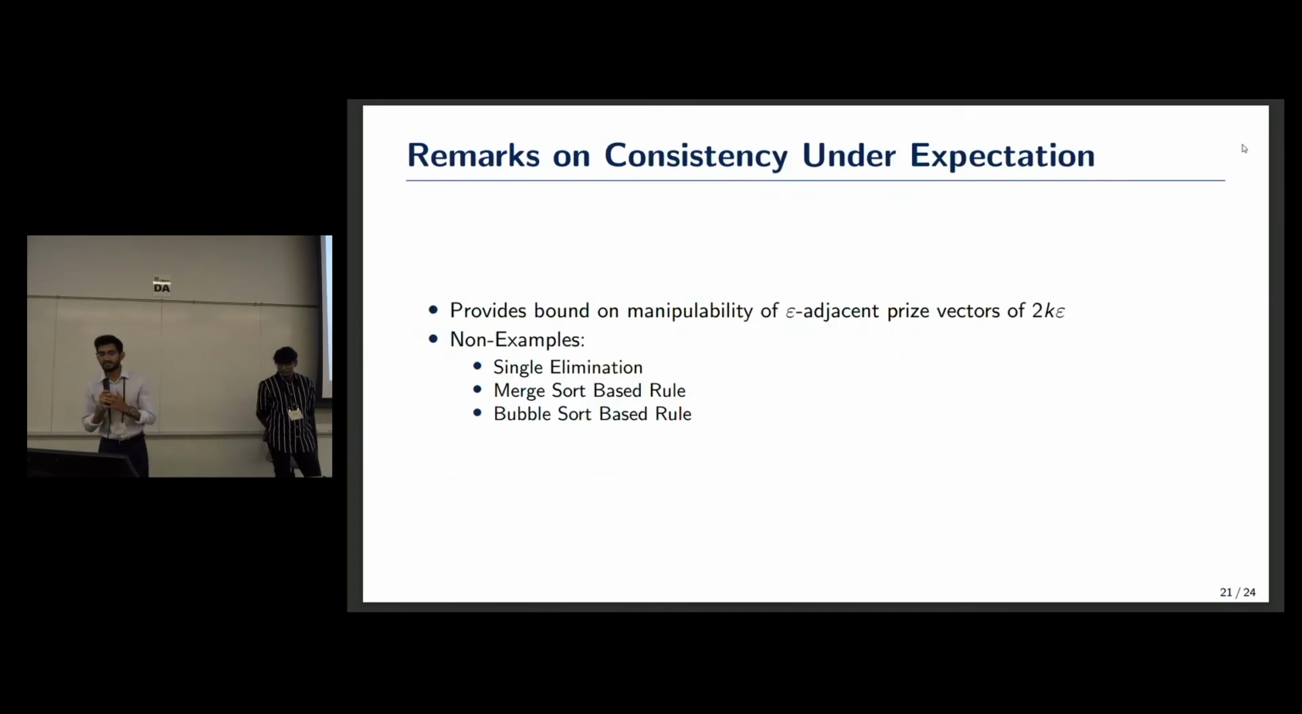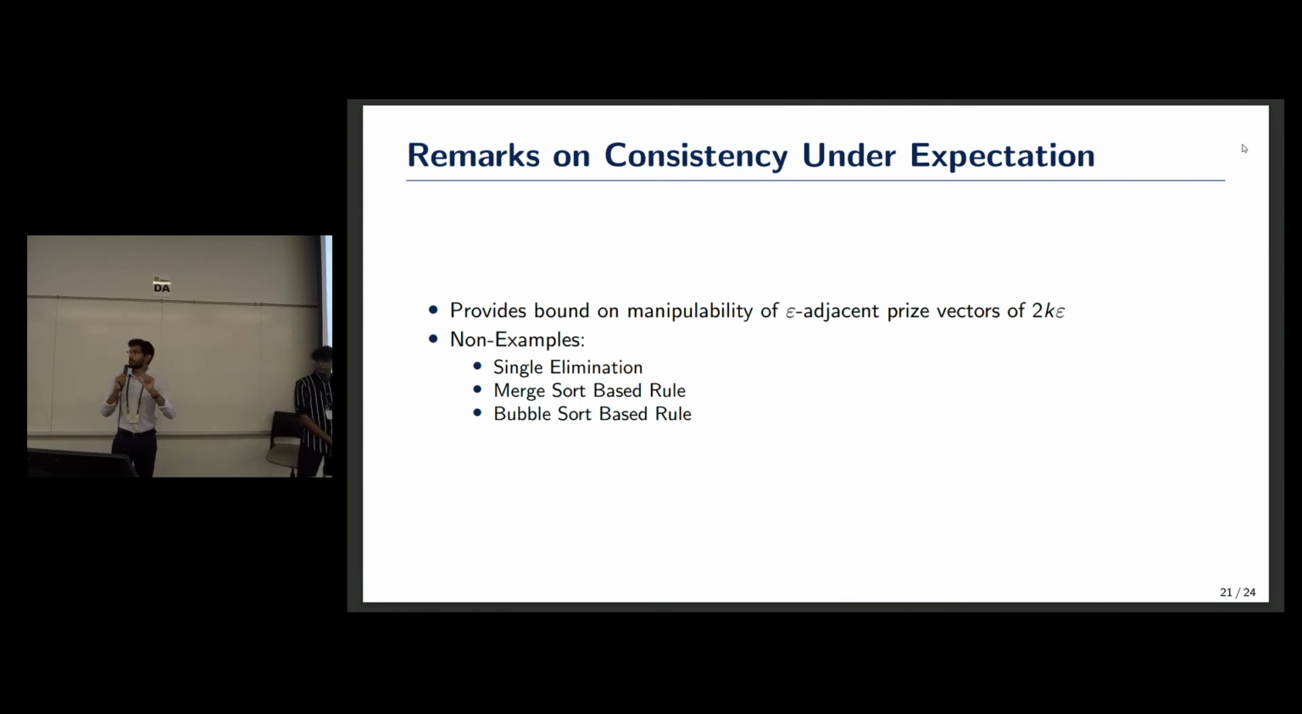So some more remarks on consistency under expectation. We can directly apply this notion to get our non-manipulability result for the Borda prize vector. Basically, since the set of teams isn't going to gain any new wins through collusion, they're also not going to gain any expected rank, and so they're not going to gain any expected prize.